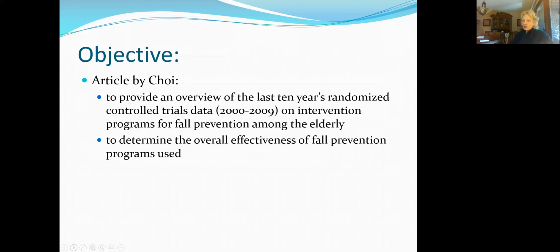So Dr. Choi, my former colleague, conducted this study. She wanted to look at the last 10 years worth of research, randomized controlled trials on a falls intervention for elderly. And so her question was, what's the overall effectiveness of fall prevention programs that are used?